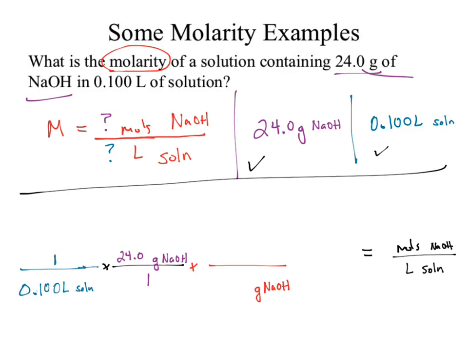Okay? What do I want to get to? I want moles of sodium hydroxide. So I now have a conversion factor that relates grams and moles. Does that conversion factor exist somewhere? Yes. Where does it exist?